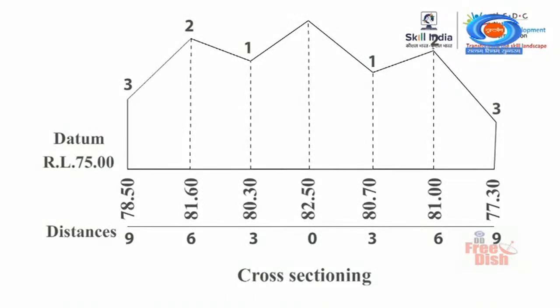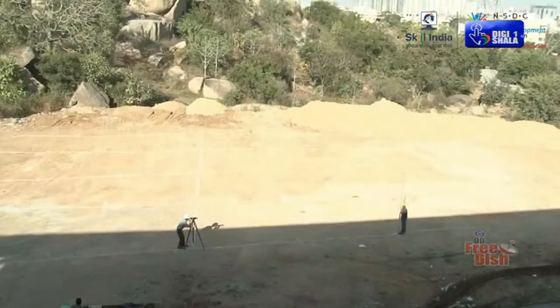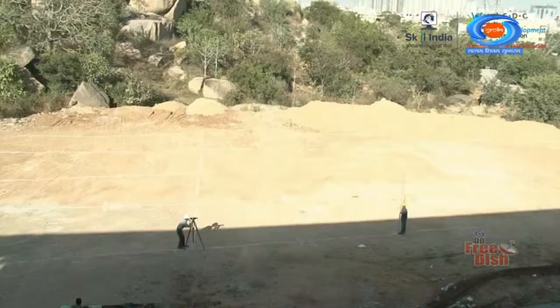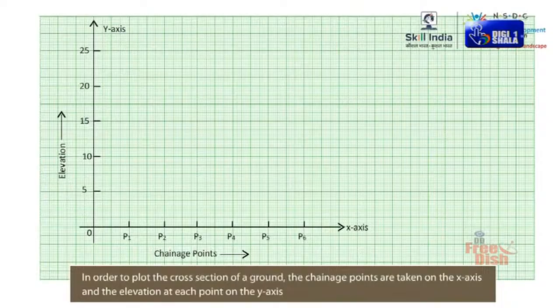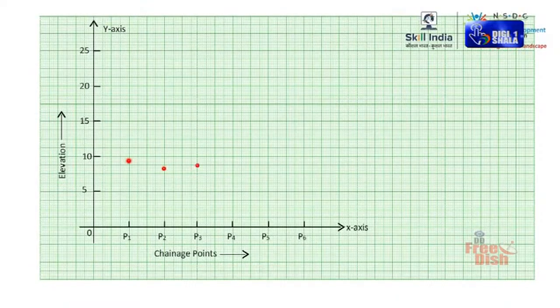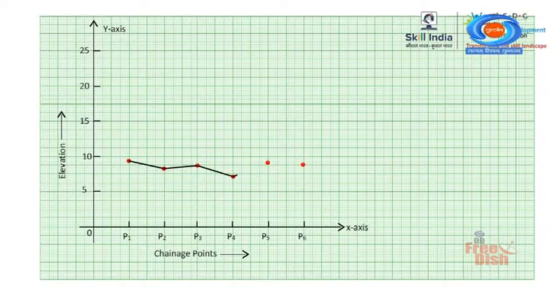You have seen that cross-section leveling is used when we have to find out the vertical cross-section of the ground surface or of the layers underground. In order to plot the cross-section of a ground, we can take the chain edge points along the x-axis and the elevation at each such point on the y-axis. By joining all the points of elevation, we can get an idea of the cross-section of the ground.